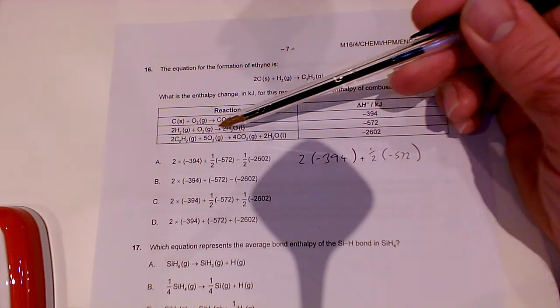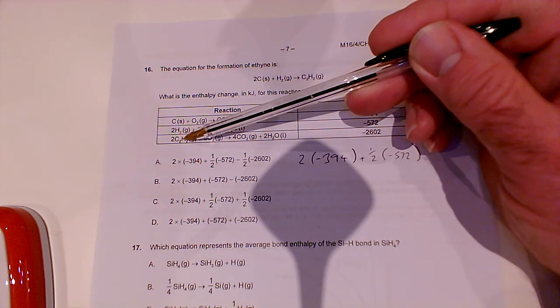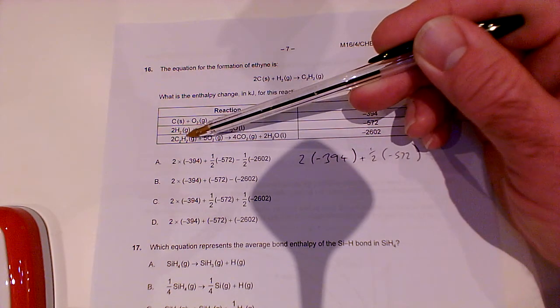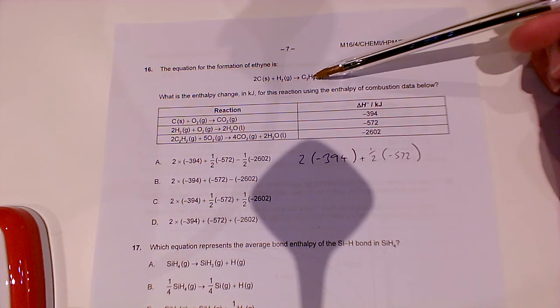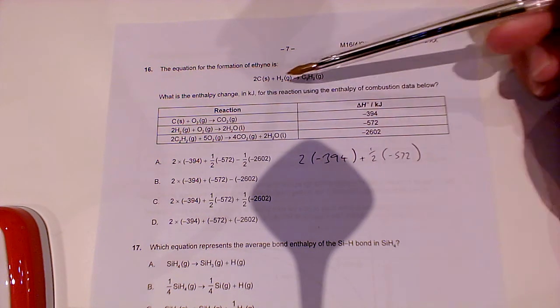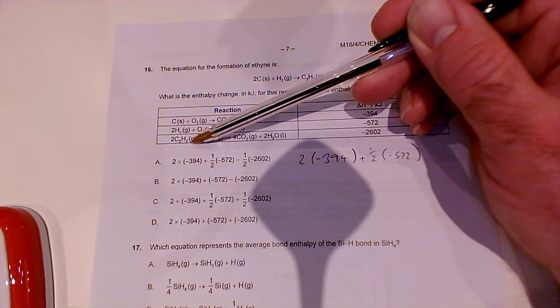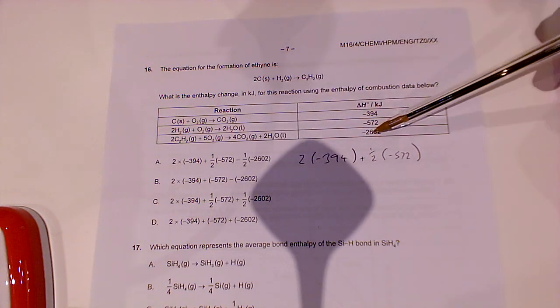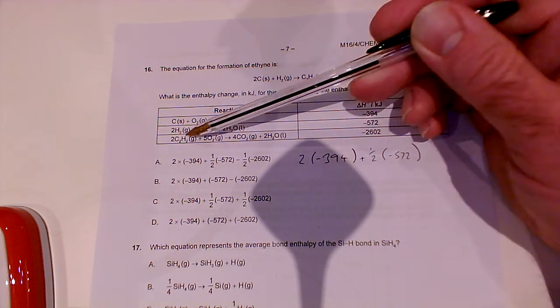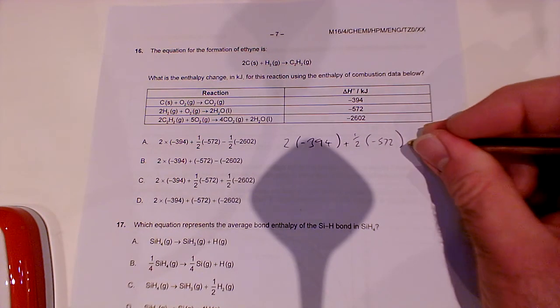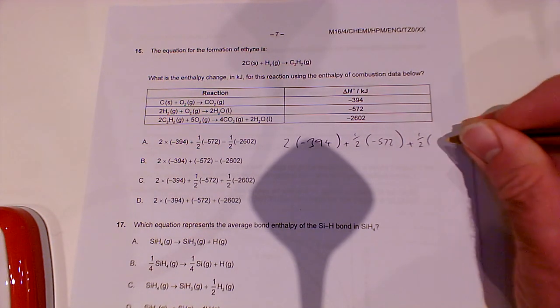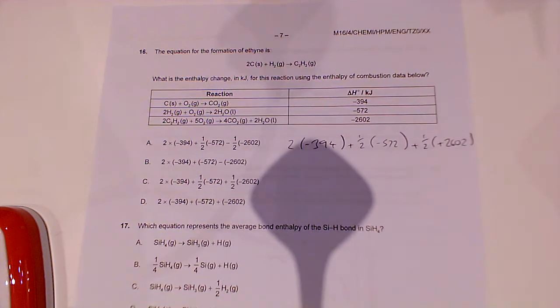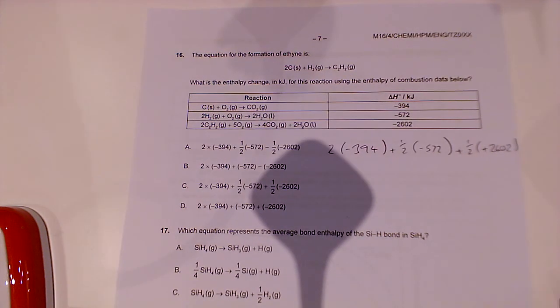And then what about this last equation then? Well, here we've got the C2H2, but it's on the wrong side. It's a reactant. I need it on the right-hand side to be the same as here, to be a product. And also I've got 2 there, I just want the 1 in the equation. So again, I'm going to have to flip it, so it's reversed. So this will become plus 2602, and then again I'm going to have to halve that. So that's going to become plus a half times plus 2602.